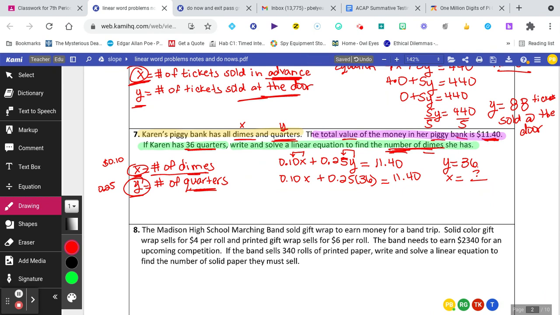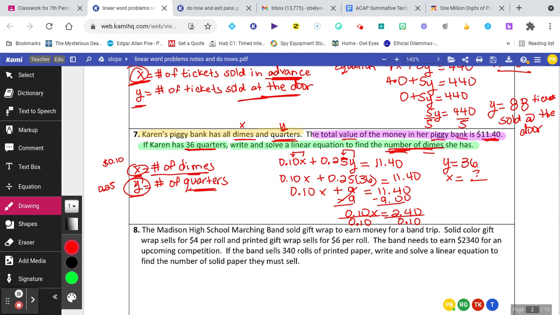So 36 quarters represents how much money? 9. So I know I have 10 cents X plus 9 equals $11.40. I'm going to subtract 9 from both sides. So I have 10 cents X equals $2.40. And I'm going to divide both sides by 0.10, or just 0.1 if you want to do it that way.